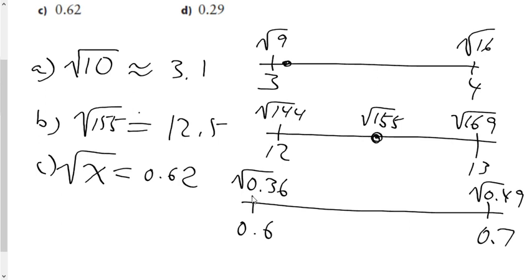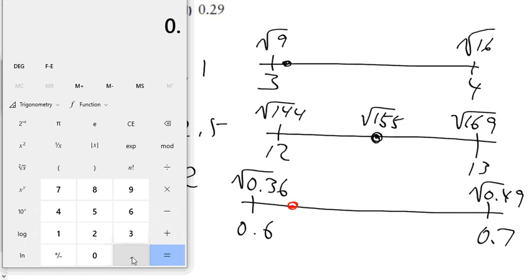Well, we're probably going to put it right, I don't know, right there, maybe. 0.62, the square root of what number is 0.62? I'm going to say maybe 0.4, maybe 0.39. What do you think? What do you think, Dawson? 0.39 or 0.4? Let's go with 0.4.